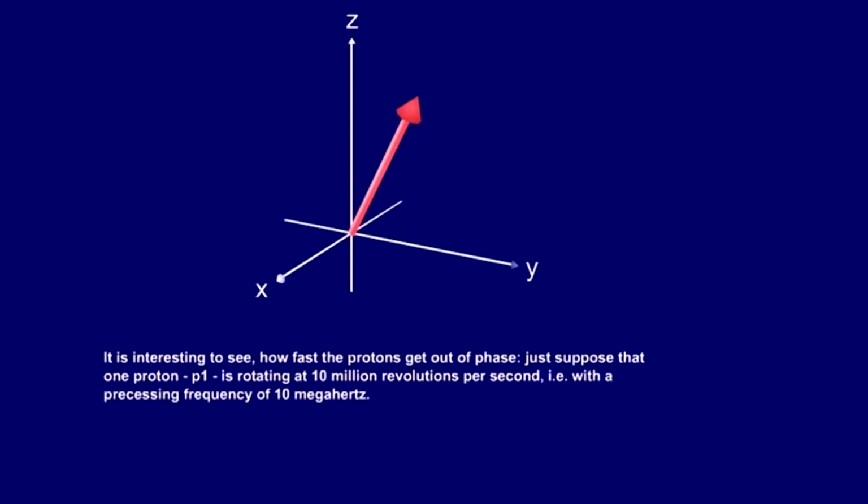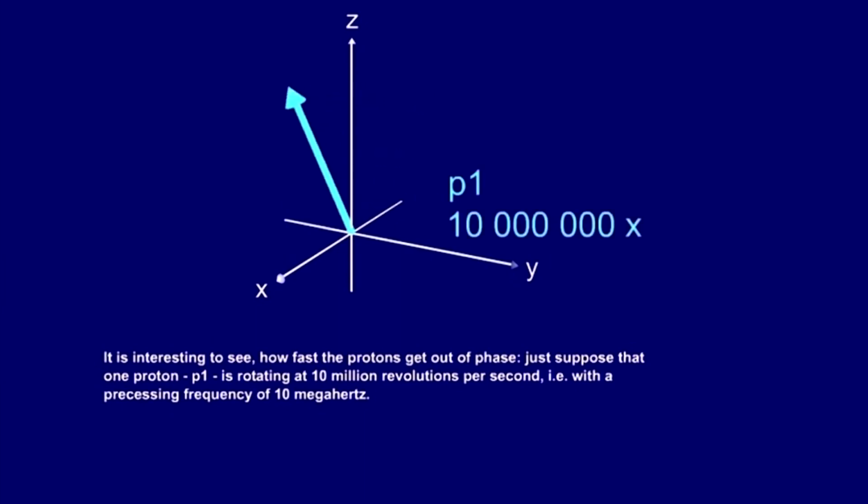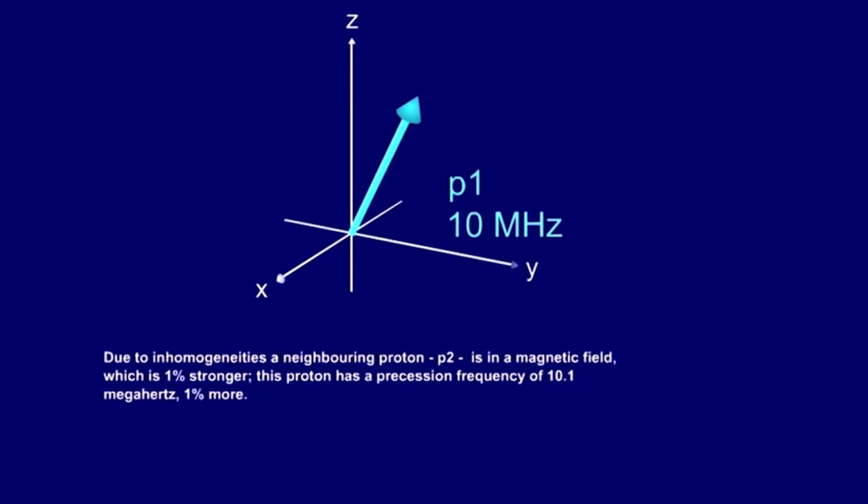Just suppose that one proton, P1, is rotating at 10 million revolutions per second. In other words, with a precessing frequency of 10 megahertz. Due to inhomogeneities, a neighboring proton, P2, is in a magnetic field which is 1% stronger. This proton has a precession frequency of 10.1 megahertz, 1% more.